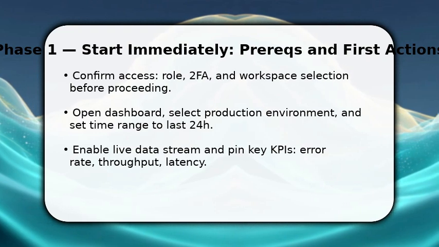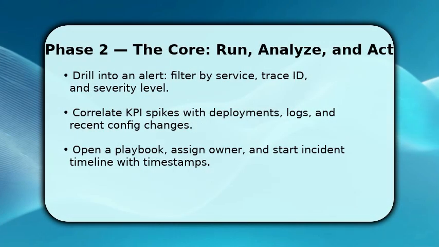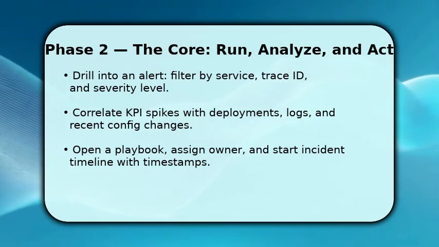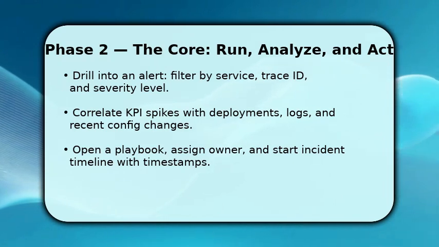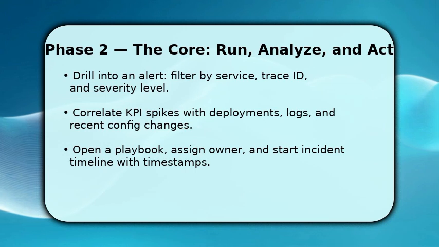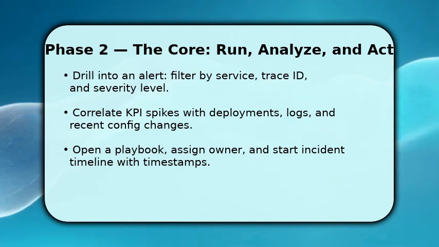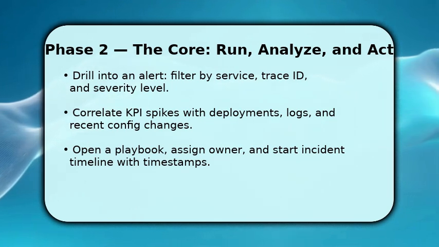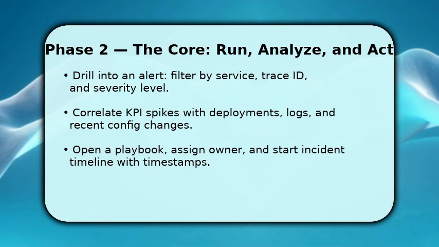Now you analyze. When an alert appears, drill into it using service, trace ID, and severity filters to narrow scope quickly. Then correlate KPI spikes with recent deployments, relevant logs, and configuration changes to find the root cause pattern. Once you identify the suspect, open the team playbook, assign an owner, and start a time-stamped incident timeline so actions are auditable. Make sure to annotate each step in the dashboard so everyone sees the chain of evidence.